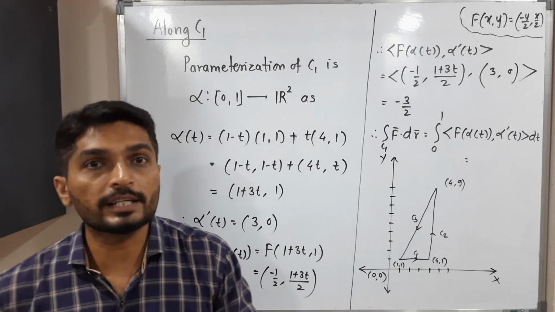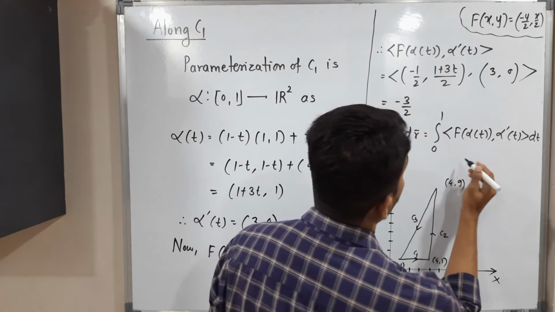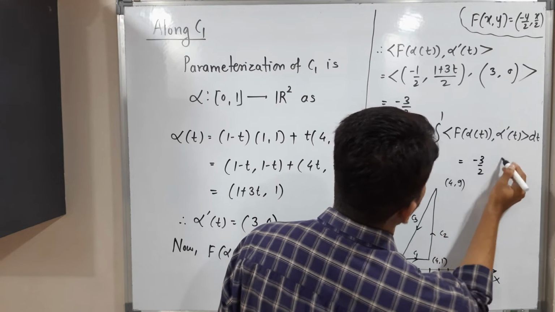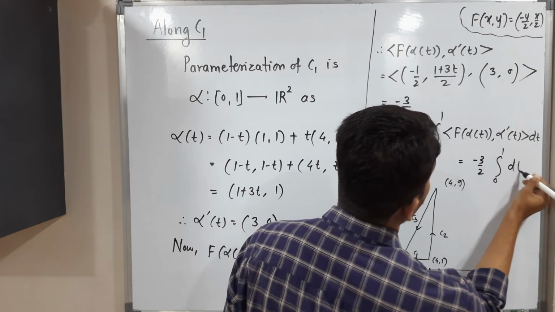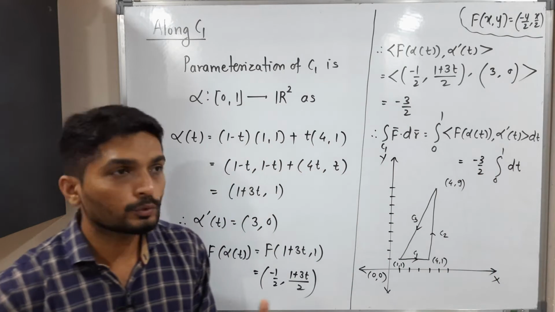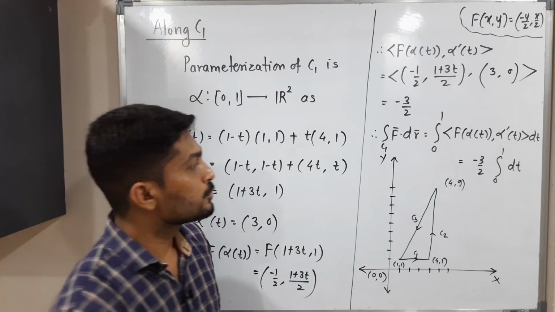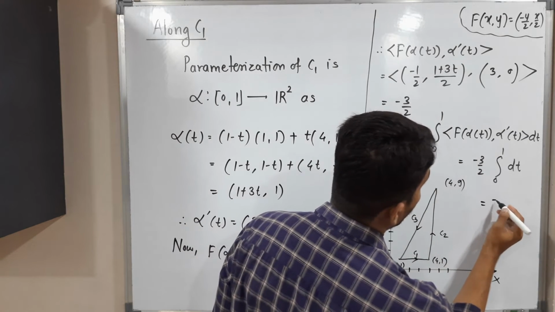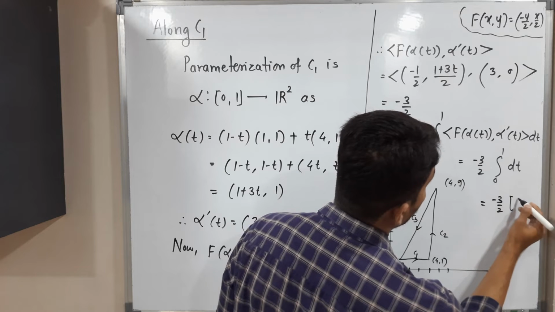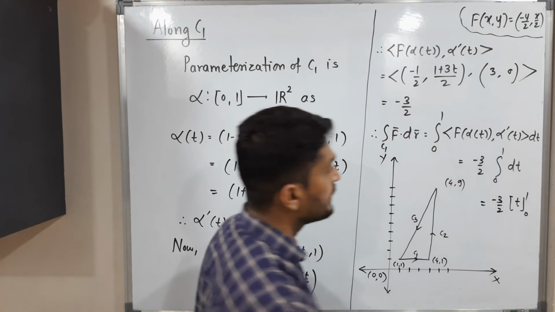It will come outside the integration. So we will have here minus 3 by 2 will come outside the integral from 0 to 1 dt. There was only one constant, minus 3 by 2, so we could take it outside. So minus 3 by 2, let me write as it is. Integration of dt is t with limits 0 to 1.